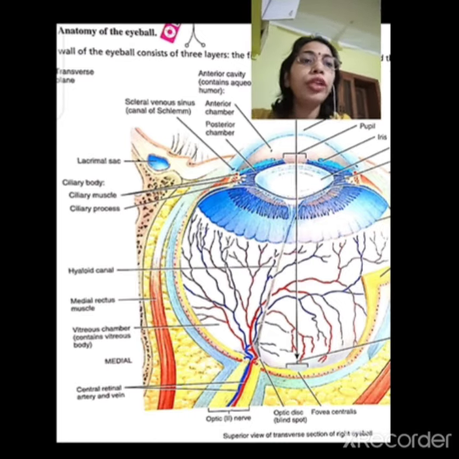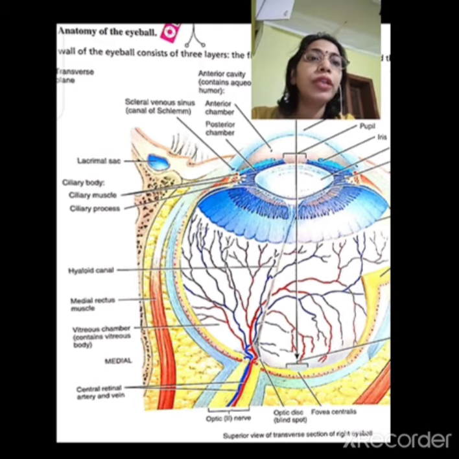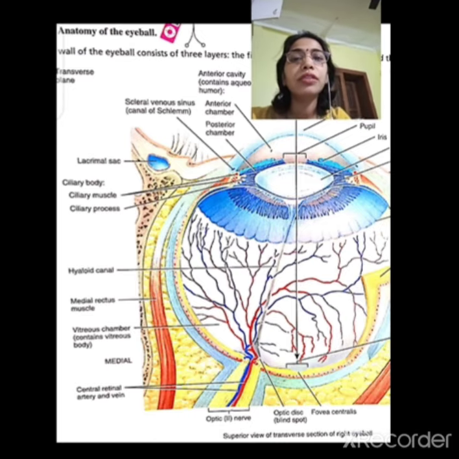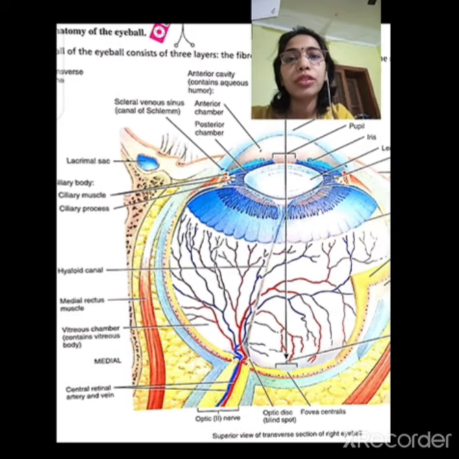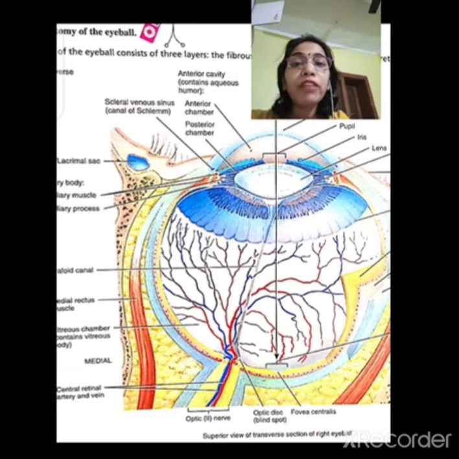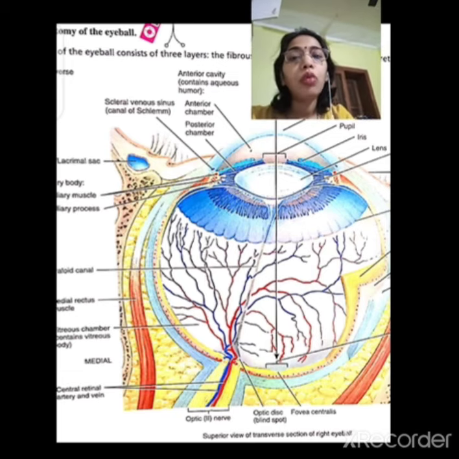So a fluid containing aqueous humor is drained into this sinus. This sinus, the canal of Schlemm, the scleral venous sinus, is filled with the aqueous humor. Okay, now this is all about the outer fibrous tunic.